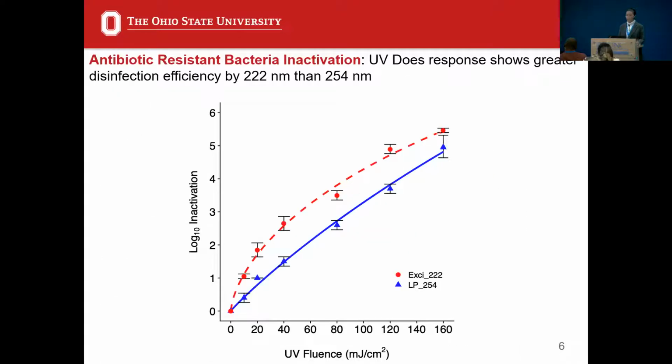So it goes to the results part. For the ARB inactivation, we noticed that as the UV dose goes up, the inactivation efficiency goes up. And comparing the two UV wavelengths, we found that 222 nanometers shows greater disinfection efficiency.